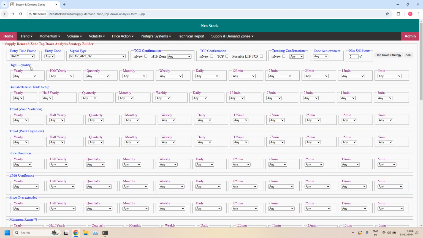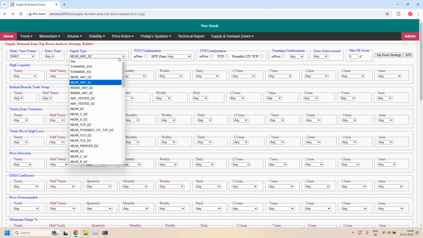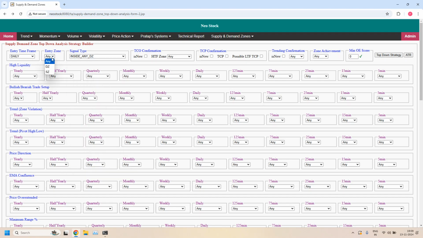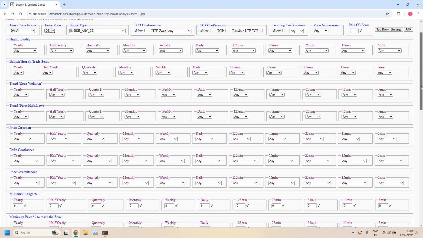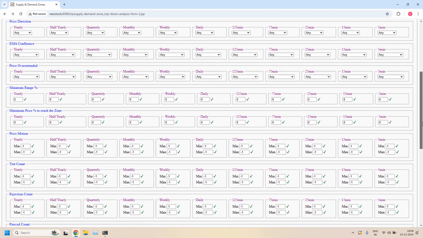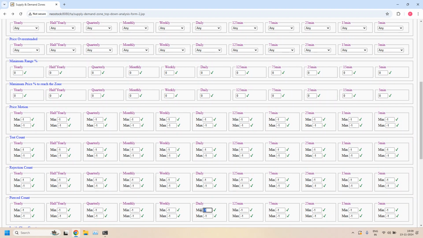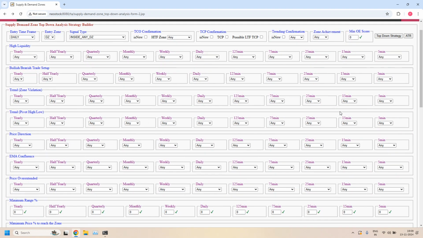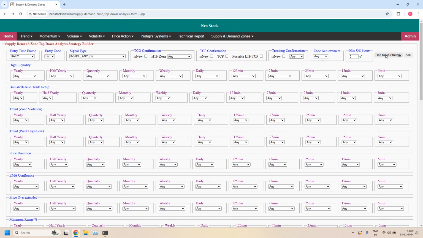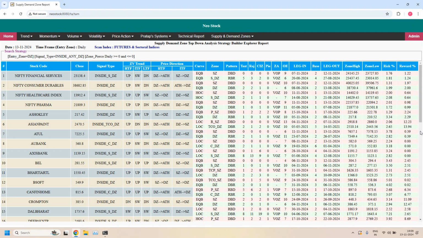Okay, next for daily time frame, let us find the stocks where price closed inside the daily demand zone. These daily demand zones should not be pierced. So in the pierced count, daily time frame, minimum value 0, maximum value 0. That means the daily demand zone is not pierced. So let us filter the stocks. We got a big list.